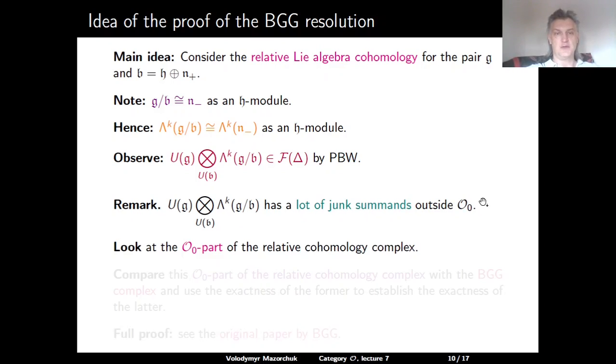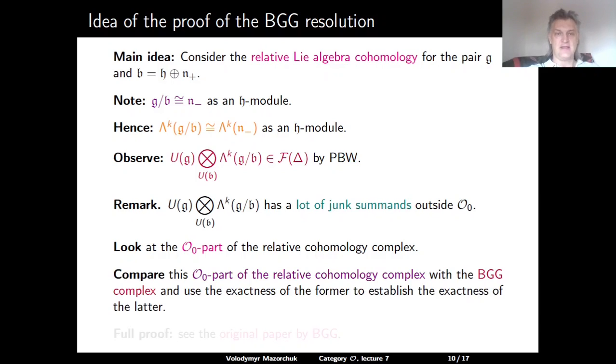So what we can do, we can take this relative cohomology complex and project it onto the trivial block of category O. And then one compares the projected complex from the relative cohomology with the BGG complex and uses the exactness of the first one to establish the exactness of the BGG complex. And for the full proof, I refer to the original paper of BGG. The full proof with all details is not short.